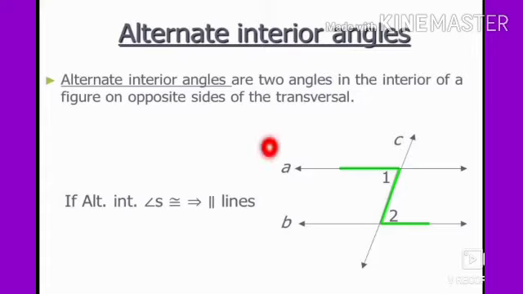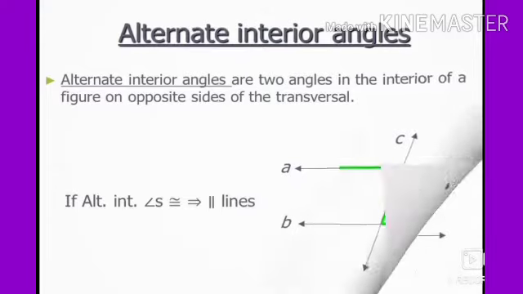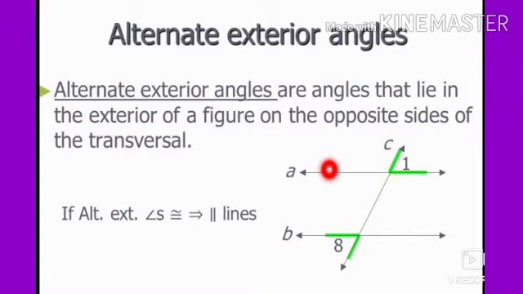Alternate interior angles are two angles in the interior of the figure on opposite sides of the transversal. Alternate exterior angles are angles that lie in the exterior of the figure on the opposite sides of the transversal.